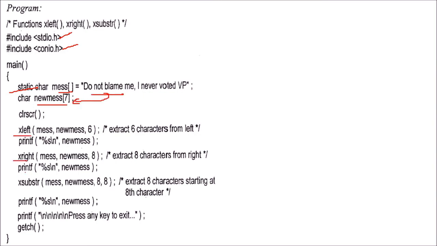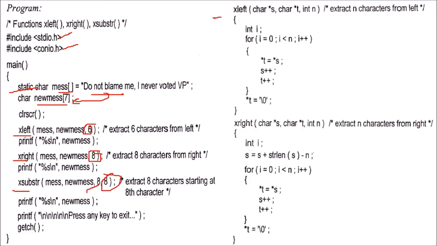X left, X right, X substring. So this will take 6 values from the beginning and print. It will take the 8 values from the end, and this will go to 8th position and print 8 values from that position, substring. So this is X left. We have passed the string mess and new mess. New mess is empty in this case also, this case also, and the coming case also.